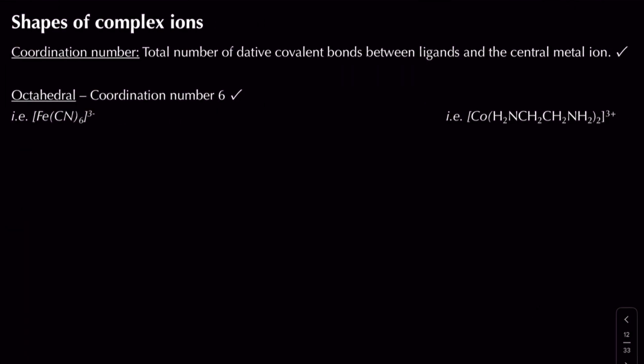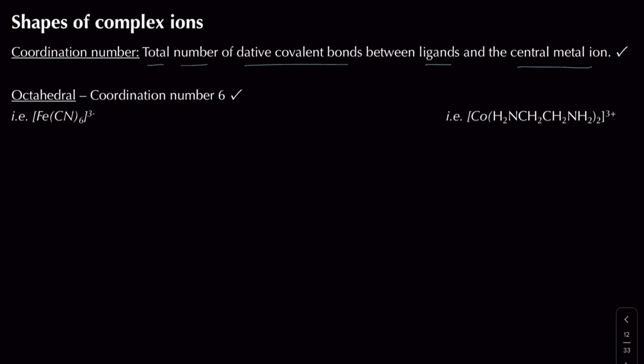So moving on then, if we were to look at the shapes that we can actually get with our complex ions, this is to do with the coordination number. So basically, however many dative covalent bonds I have between the ligands and the central metal ion, that is going to determine my actual shape itself. So let's say if I were to look at the exam definition, I would need to tell the examiner that it is the total number of dative covalent bonds between the ligands and the central metal ion itself.